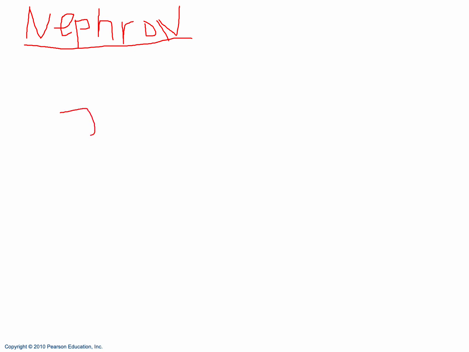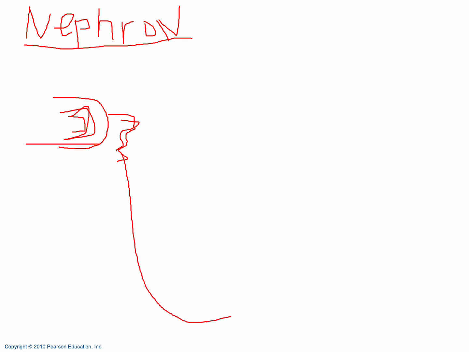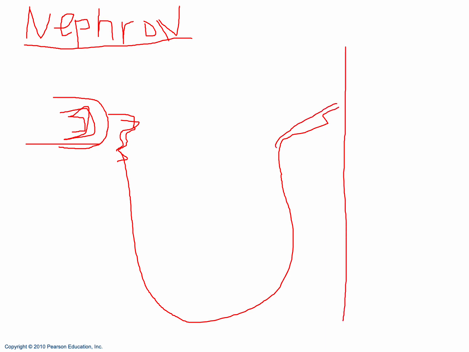So here we are, making the nephron, like so. Here's our twisted coiled part of the nephron. And we're going down. And here we have that next twisted coiled part. And here we have our vertical part of the nephron.